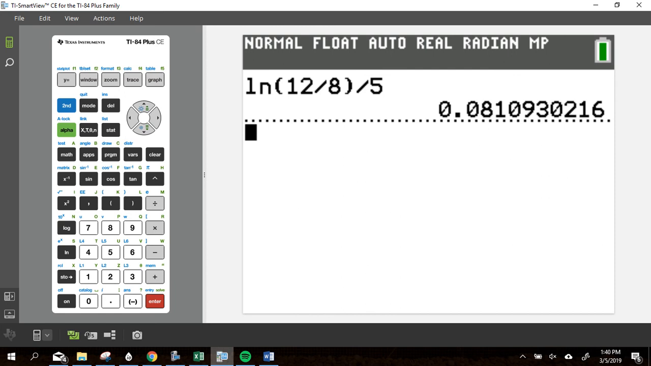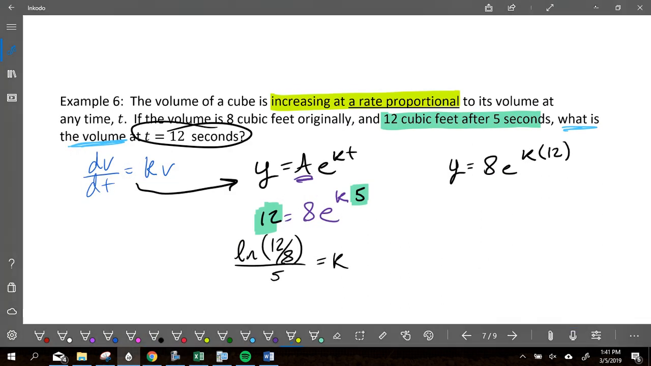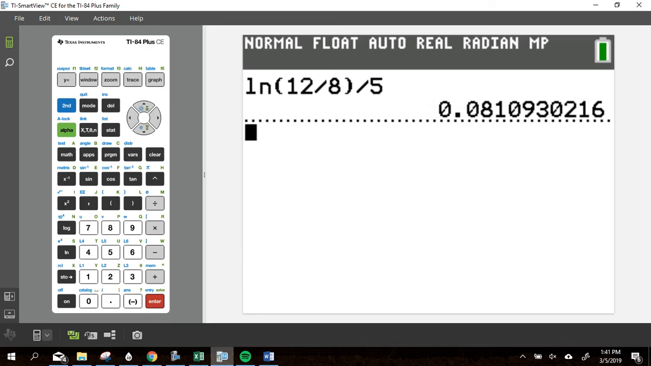Yes. What's happening to the volume of our cube, or of our shape here? It's getting bigger. It's increasing. That's why it's a positive number. Once I've found that, then all I'm doing is taking that K and plugging it in right here. And so my formula is going to look like this. 8E to the k, so I'm just going to go up there, times my time, 12 seconds.